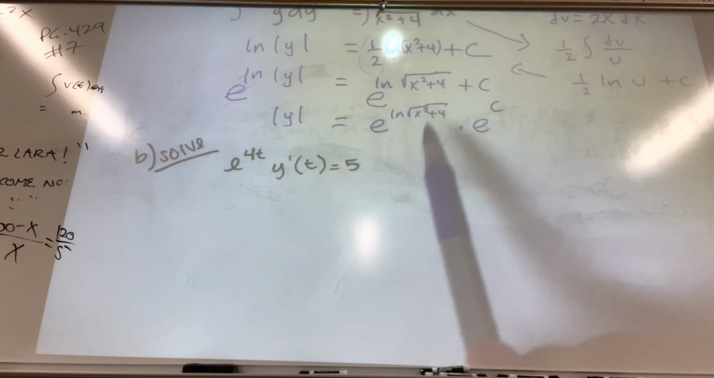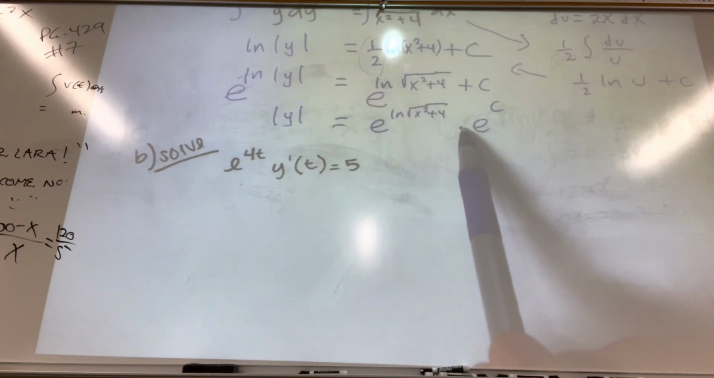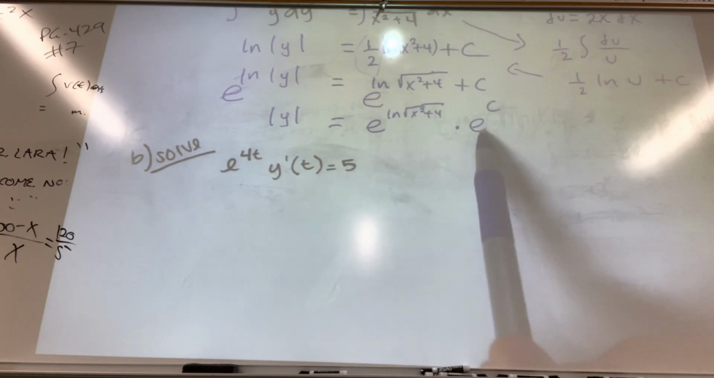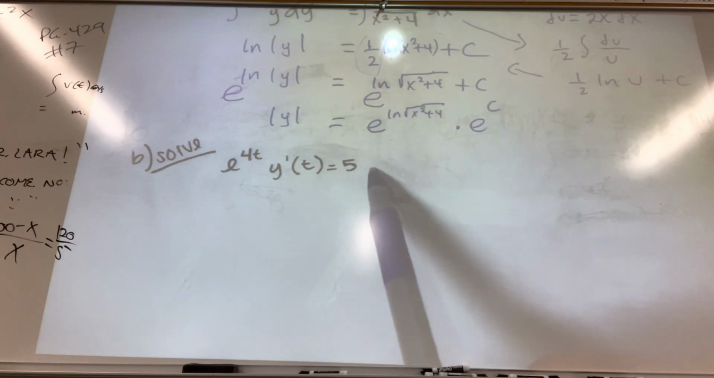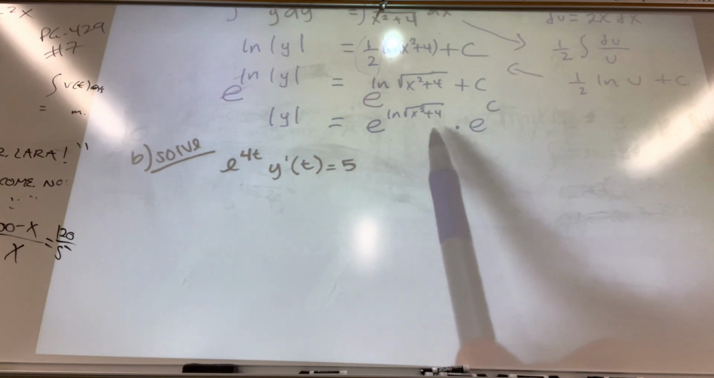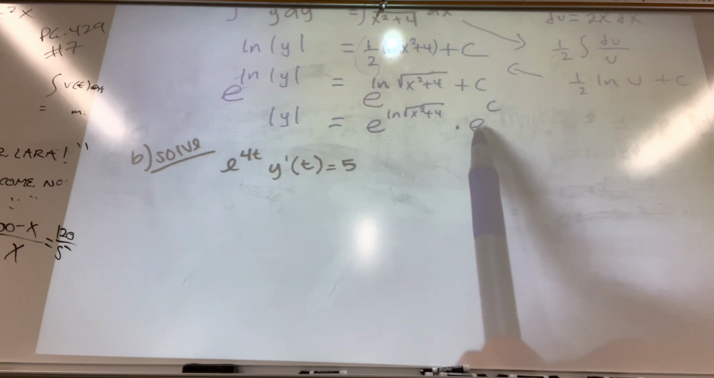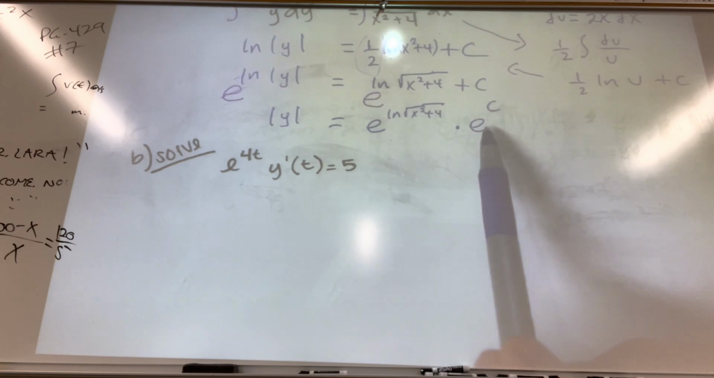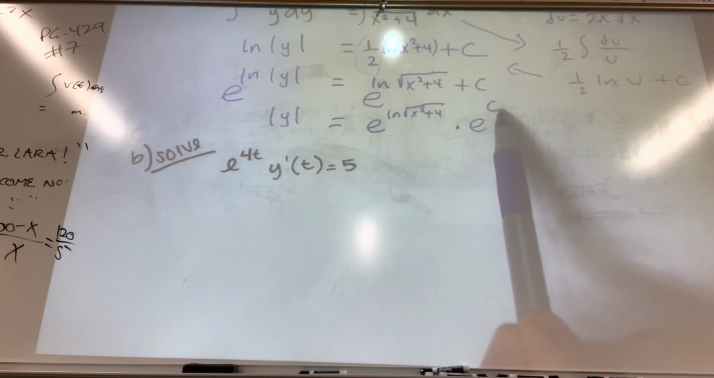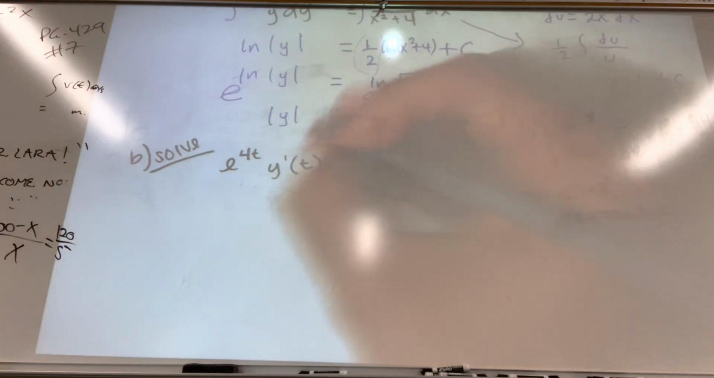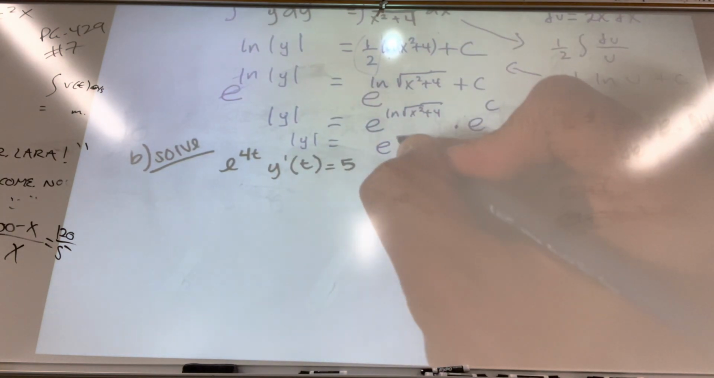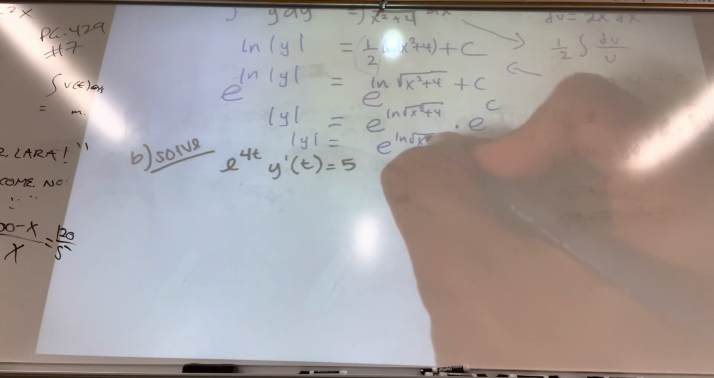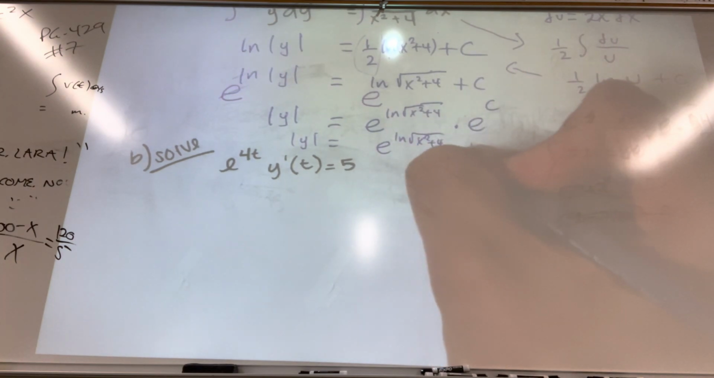Are these two equivalent? When I multiply the same base, what am I supposed to do with the exponents? Add them. Yes? But why did I break it up, Mr. Lara? Well, if c is a constant, then isn't e to the c another constant? So the absolute value of y is equal to e to the ln of the square root of x squared plus 4, times a different c.